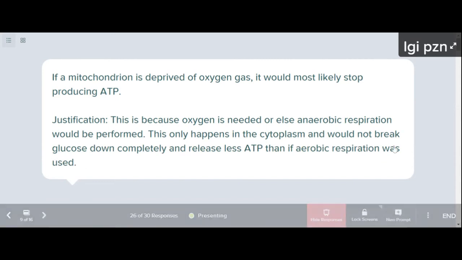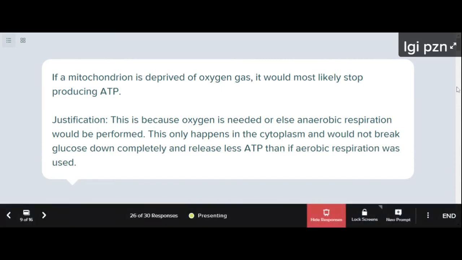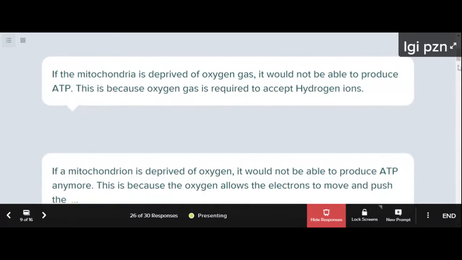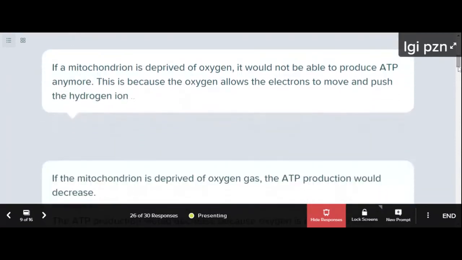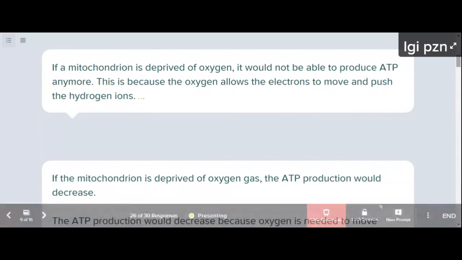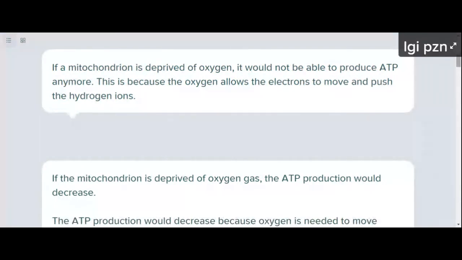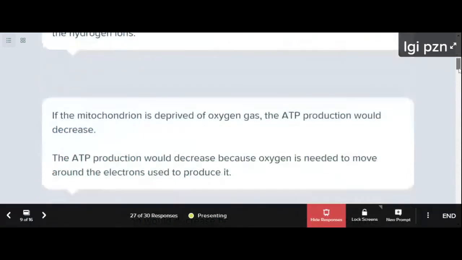That was a long time ago, but really good review, because aerobic respiration is a very basic process. Yes, oxygen accepts the electrons from the final electron transport chain protein and causes the rest of the electrons to keep moving through the electron transport chain. It keeps the electron transport chain going, which maintains the hydrogen ion gradient.